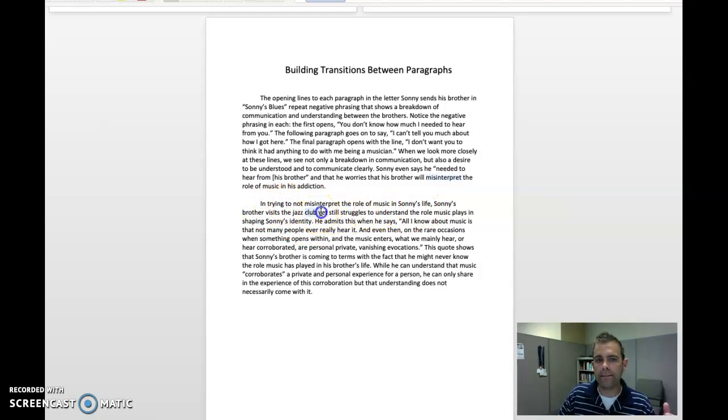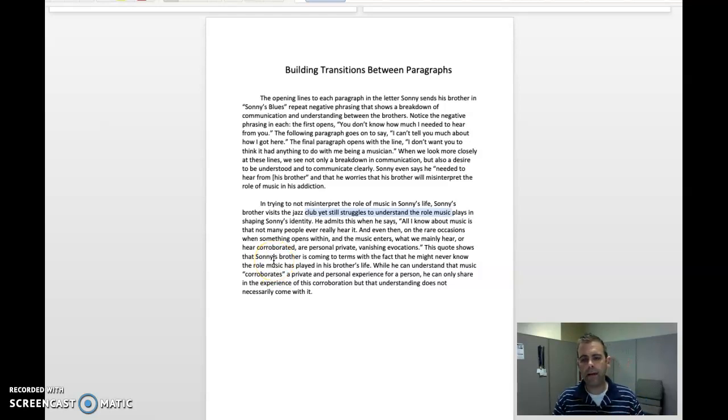Now, notice this "yet still struggles to understand." That's key as well, because if you remember from the Venn diagram, your job is twofold. One, spell out the connection, and two, show us the new thing you're adding to it. The new thing we're adding here is this idea of a struggle. We don't have any of Sonny's brother struggling in this paragraph. We do have it in here, a lot of it, and we have a full development of why he struggles.